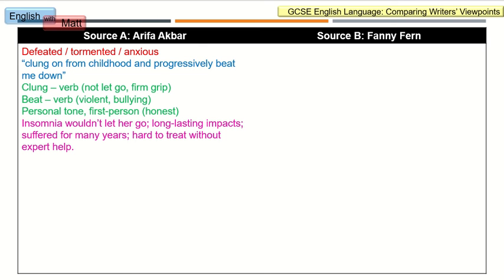So insomnia wouldn't let her go. It has long-lasting impacts. She's suffered with it for many years, and she realizes that it's quite hard to treat on her own. She's going to have to seek expert help. So that would be potentially half a paragraph or one paragraph on source A.